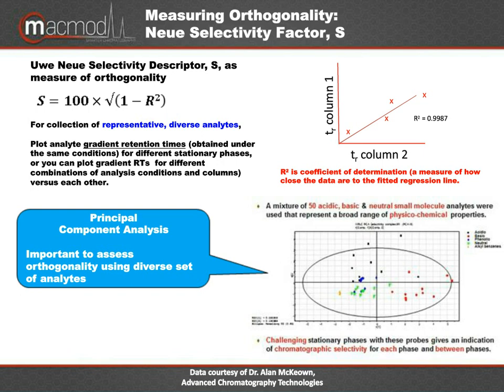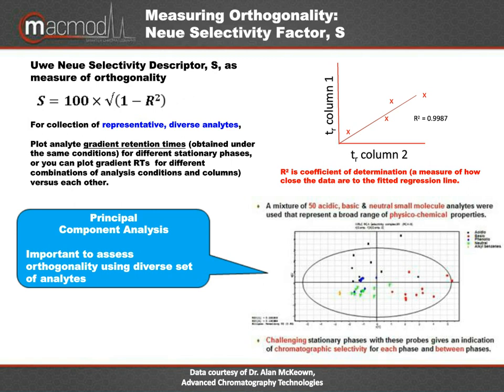And what he did was take the coefficient of determination from a scatter plot of retention times from analytes obtained under gradient conditions for two different columns, or the same column under two different conditions. You plot one versus the other, and you look at the scatter, and you take the R-squared value and put it into the equation there, and you end up with a number that has some meaning in terms of orthogonality. The smaller the number, the less orthogonal. The higher the number, the more orthogonal, or different in selectivity.